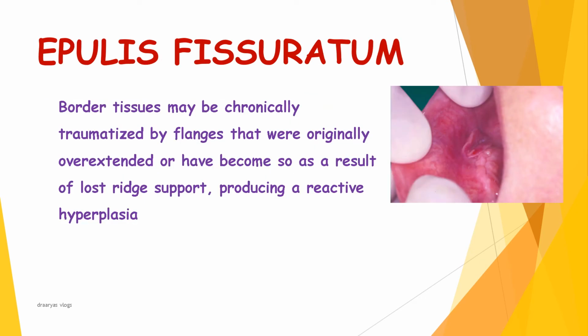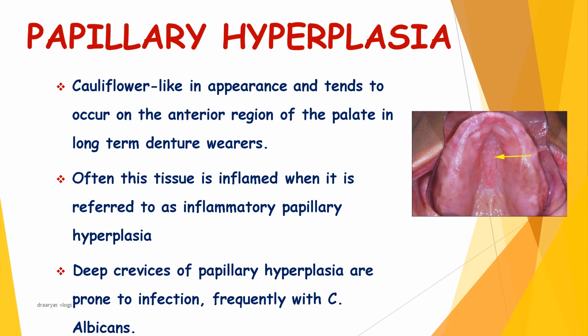Next is epulis fissuratum. It may be due to various overextended flanges in the dentures. This is papillary hyperplasia. Here it occurs on the anterior region of the palate in long-term denture wearers, and often the tissue is inflamed and it is referred to as inflammatory papillary hyperplasia. It is more prone to infection, frequently with Candida albicans, although the infection must be treated before new dentures are made. Recurrence is likely unless the hyperplastic tissue is removed.